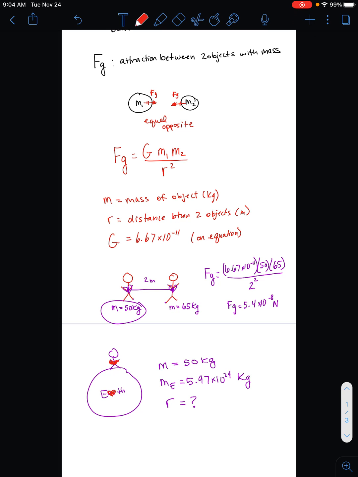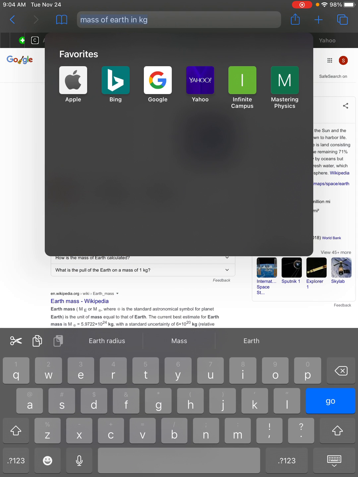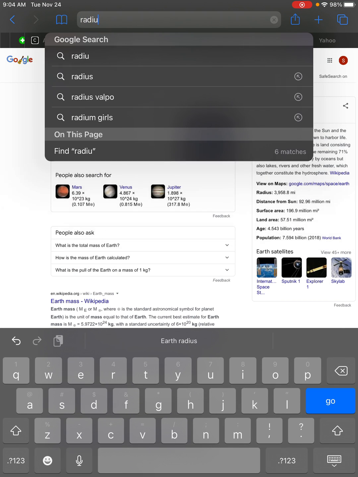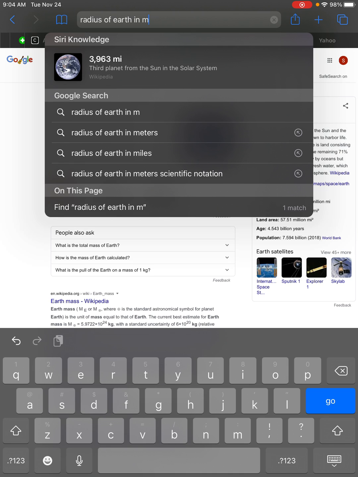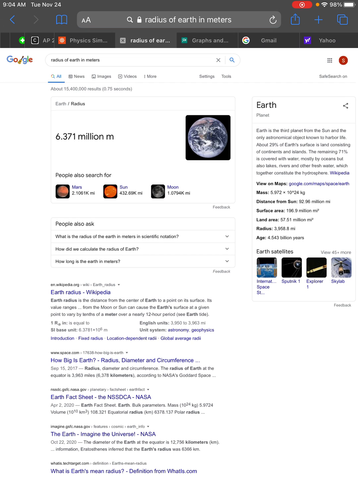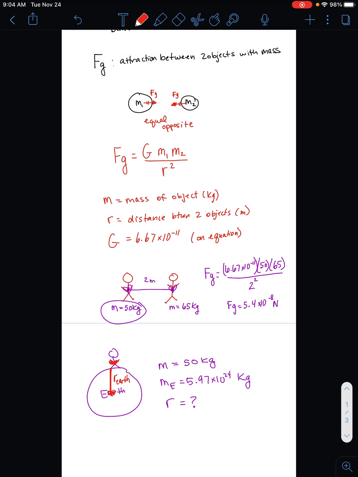Heart to heart. And so from the center of the earth up to the person, that value is actually the radius of the earth, which again, we can look up what the radius of the earth is in meters. And see, 6.37 million meters. So 6.37 times 10 to the 6th meters. That's what the radius of the earth is.